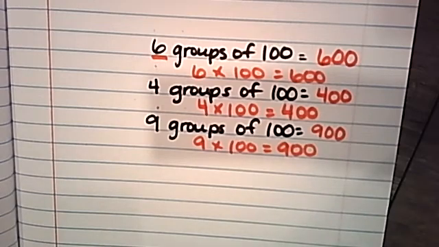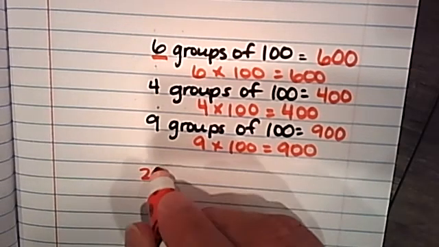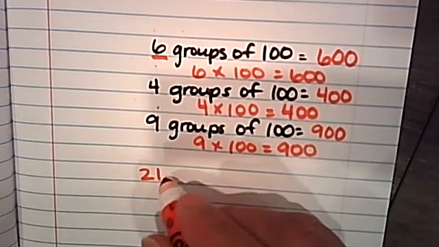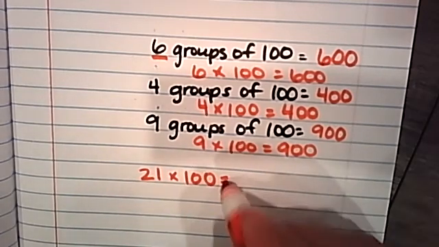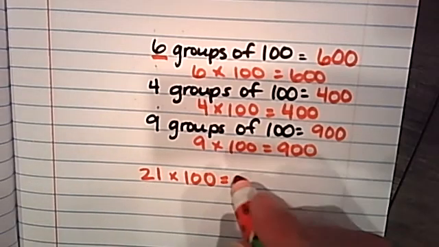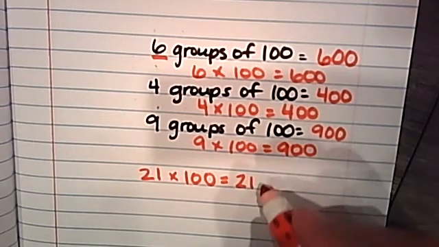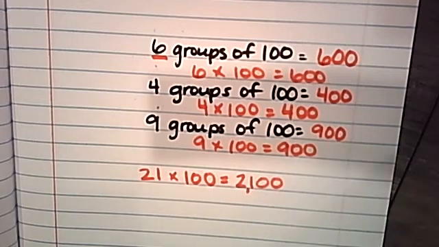So remember, you can take any number, 21, and you can multiply it by 100. All you're going to do is take that same number and then add 2 zeros behind it. So 21 times 100 is 2,100.